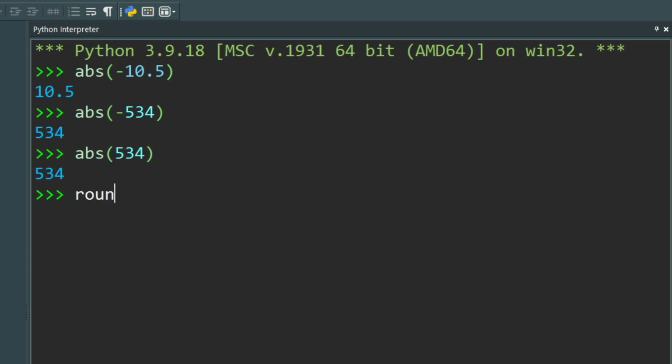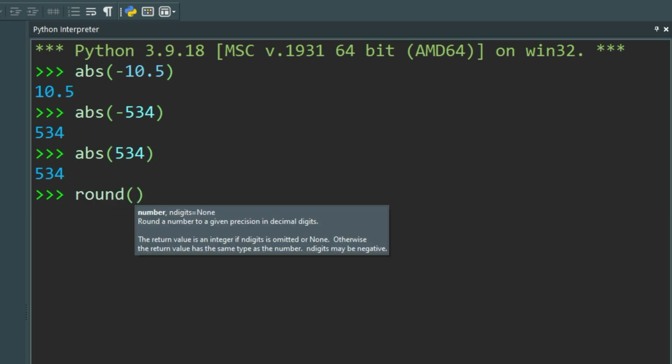Next up, we have the round function. Round takes a number and you can round it to a certain precision in decimal digits. Now often you might get coordinates that have several decimal places, which probably gets you down to a tiny atom on the earth somewhere, which is just ridiculous. And you might want to chop off some of those decimal places.